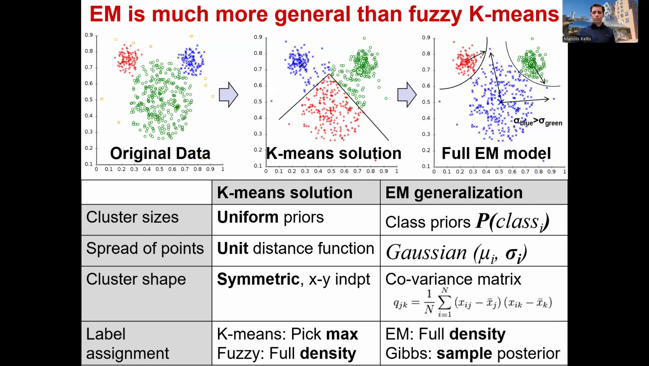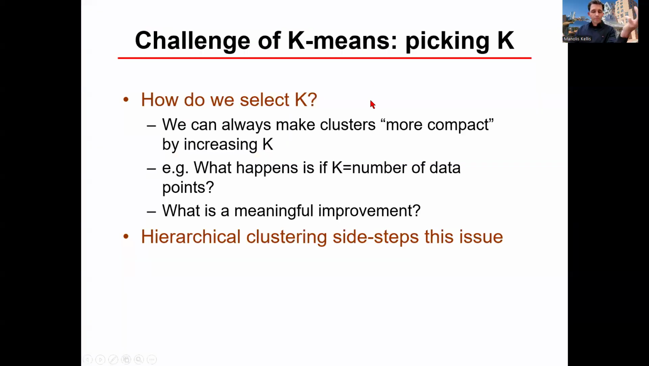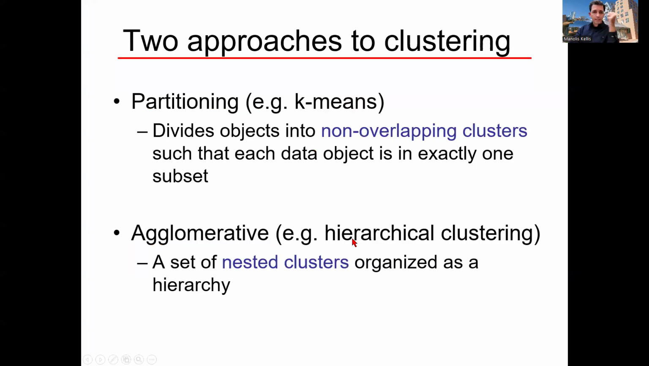Excited? Good. So that's basically expectation maximization. And that sort of assumes that we have chosen a number of clusters, and then we're partitioning into those K clusters. Okay. But the problem is that selecting K can be hard. You can always make clusters more compact by increasing K. And if K is the number of data points, then of course it's perfect, but completely meaningless.